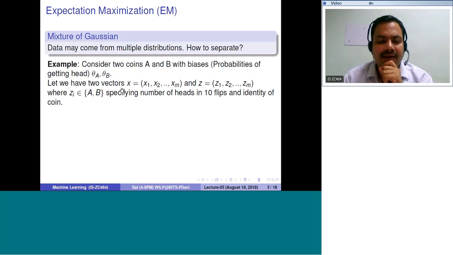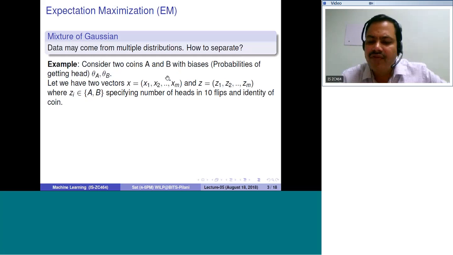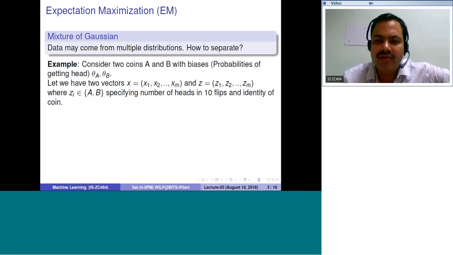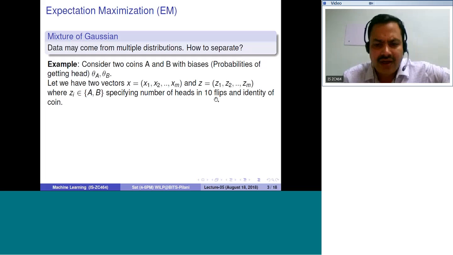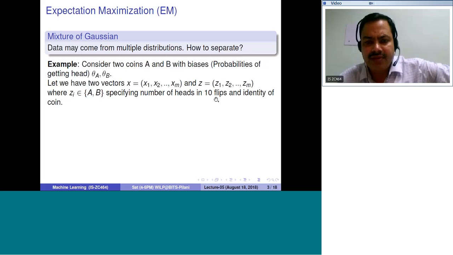So we have two vectors, the x vector and the z vector, and x means you take a coin and you flip it some number of times. Let's assume that you flip that coin 10 times, and then you count how many times you got heads. And this particular concept can also be called a random variable.